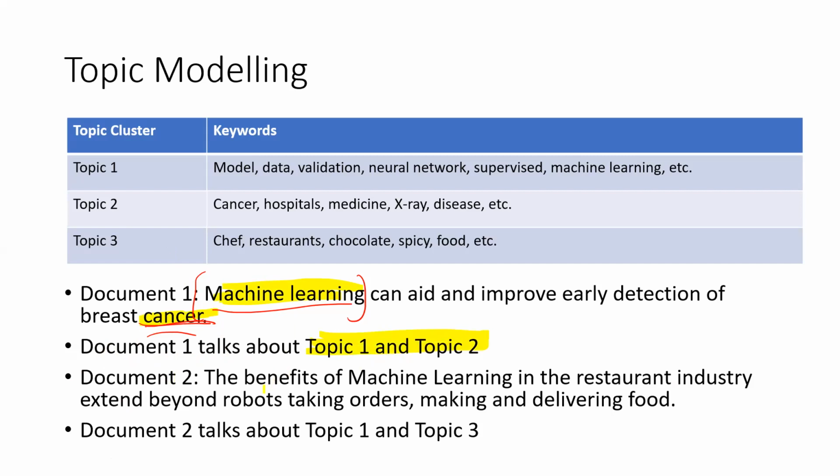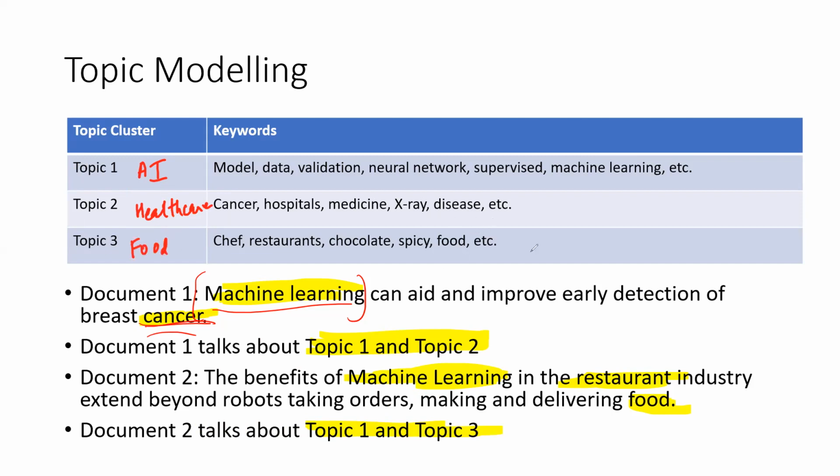Then let's say this is the sentence: the benefits of machine learning in the restaurant industry extend beyond the robots taking the orders, making and delivering the food. So these are a few keywords that have come up: restaurant, food, machine learning. So based on this, we can say that document 2 is talking about topic 1 and topic 3. So topic 1, let it be AI. So let's say the first topic is artificial intelligence. The second topic, let it be healthcare. And the third topic can be, let's say, food, right?